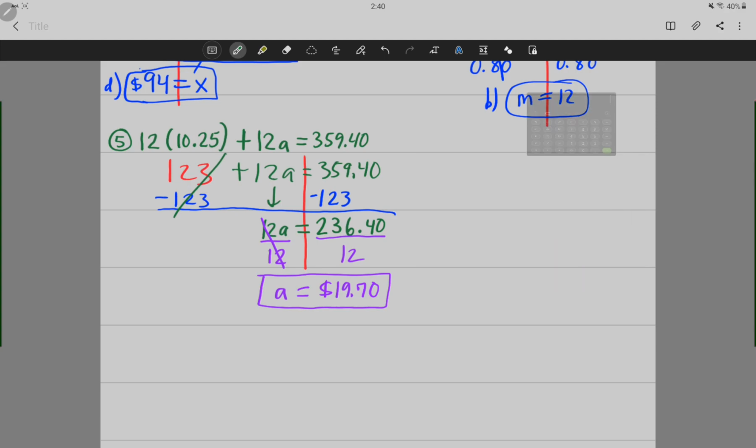So we have 2 more problems to go. We're on to number 6. Okay, Jill sold half of her comic books and then bought 16 more. She now has 36. How many comic books did she begin with? All right, take it again piece by piece.